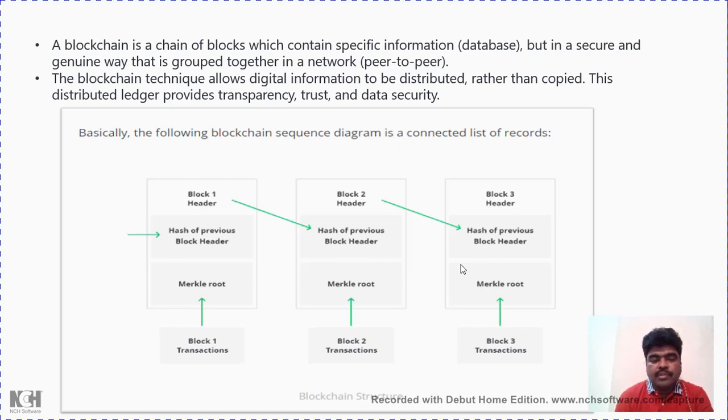These blocks will consist of the respective data and the hash of the previous block and next block, and will be linked together and introduced to the network. This is how the block connectivity will be. See, this is block 1, block 2, block 3. This is how the blocks will be linked together. So the blockchain technique allows digital information to be distributed rather than copied. This distributed ledger provides transparency, trust, and data security.